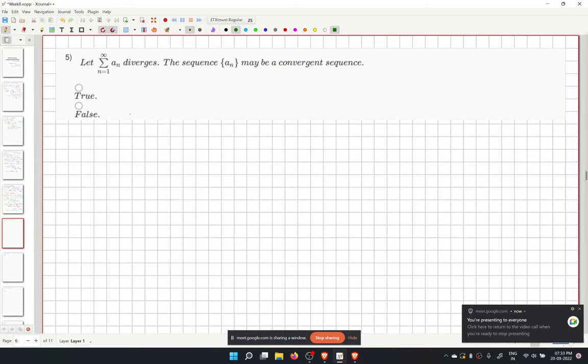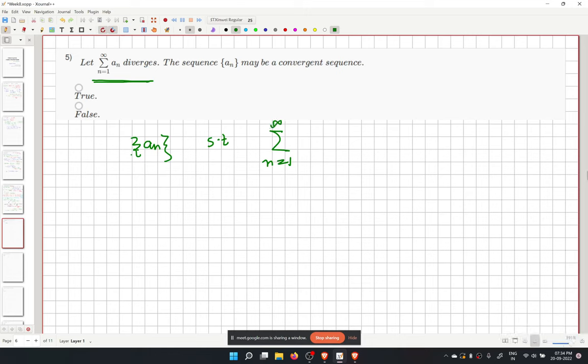So it is again a true or false question. It says let us assume a sequence a_n such that the summation from n equal to 1 to infinity of a_n is diverging, and then it says that the sequence a_n may be convergent. So maybe the term "maybe" is of importance here. If it was said that this is always a convergent sequence, then it would not be true.